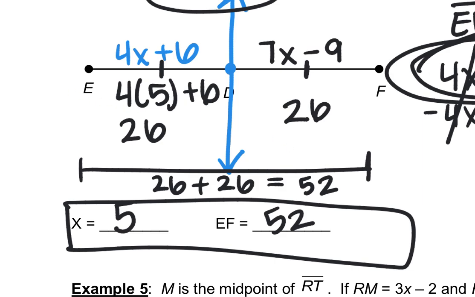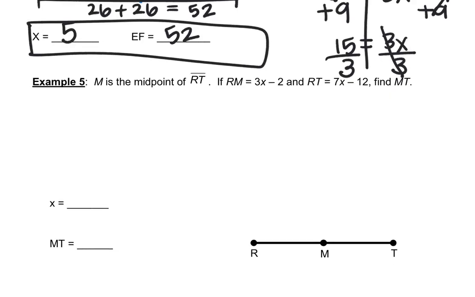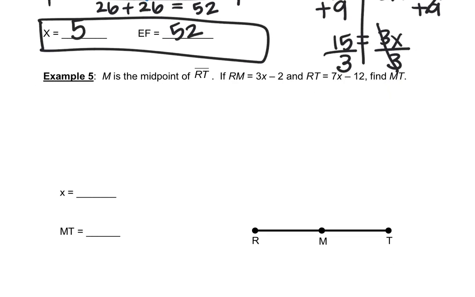Okay, let's do our last question here. Another question here with a midpoint. It says M is the midpoint of RT. So we have our visual down here. If RM is 3x minus 2 and R to T is 7x minus 12, find the distance from M to T. And I'm also solving for x.